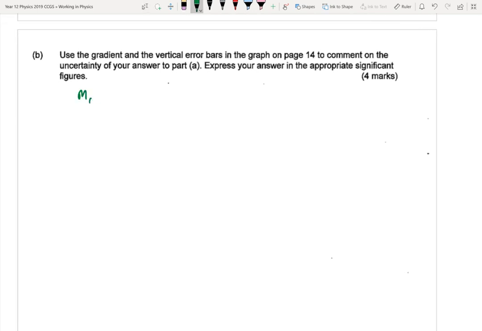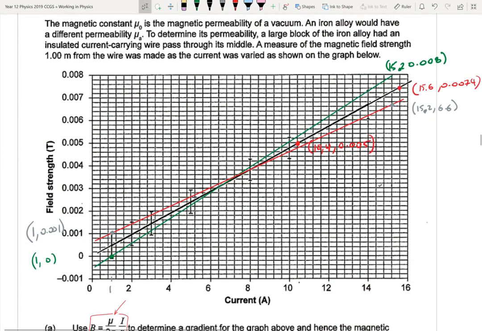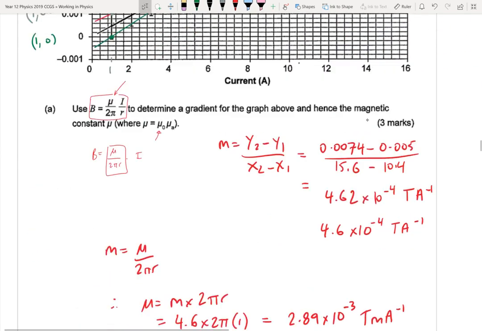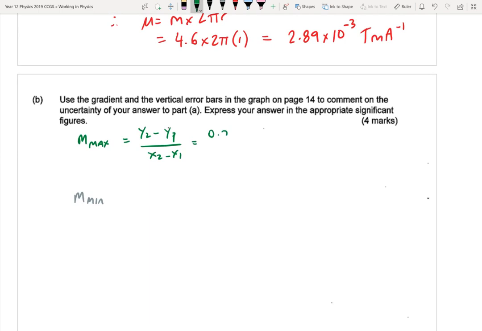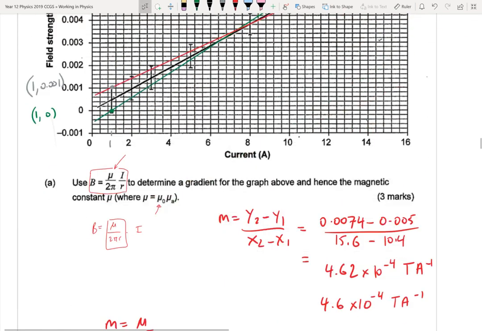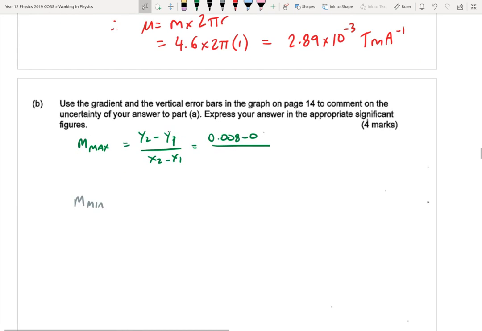So we'll go M max and M min, and we'll just start throwing everything in. What were our y values? 0.008, take 0. And that was 15.2 and 1.